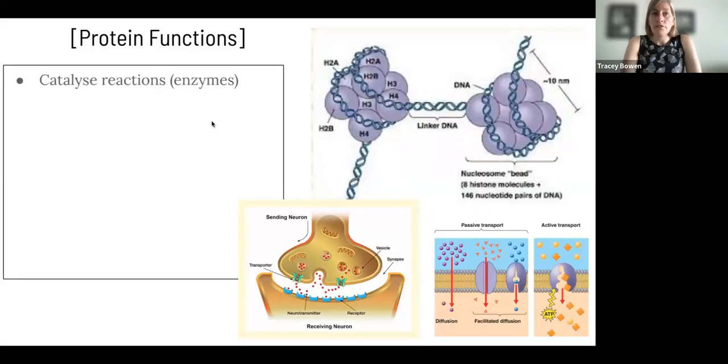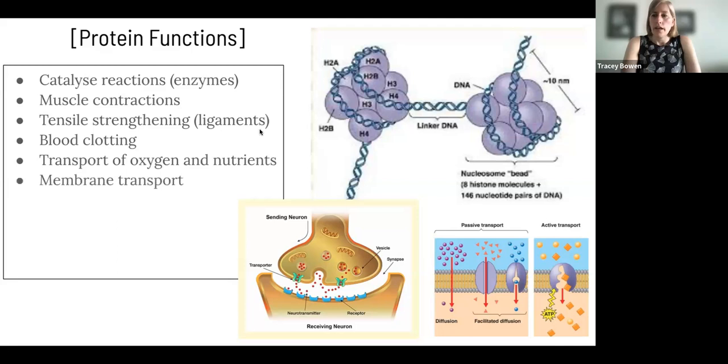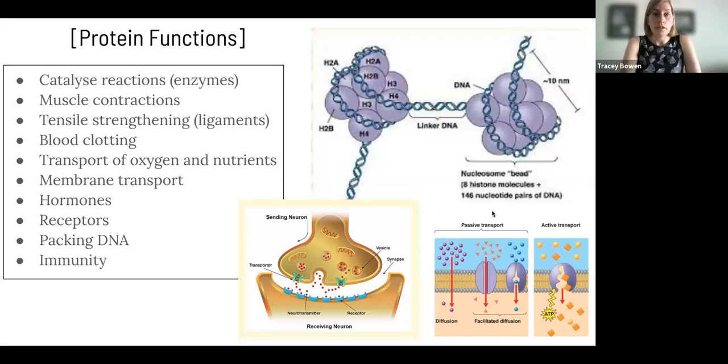Proteins have different functions. They can catalyze reactions, the way they would with enzymes. They can cause muscle contractions. They can provide strengthening, like ligaments. They can affect blood clotting and the transporting of oxygen and nutrients. They can be used for membrane transport, and also for hormones and neurotransmitters. They can be used for receptors, and they're also used for packaging up the DNA. These are histone proteins. And lastly, for immunity: antigens are a type of protein, and so are antibodies.